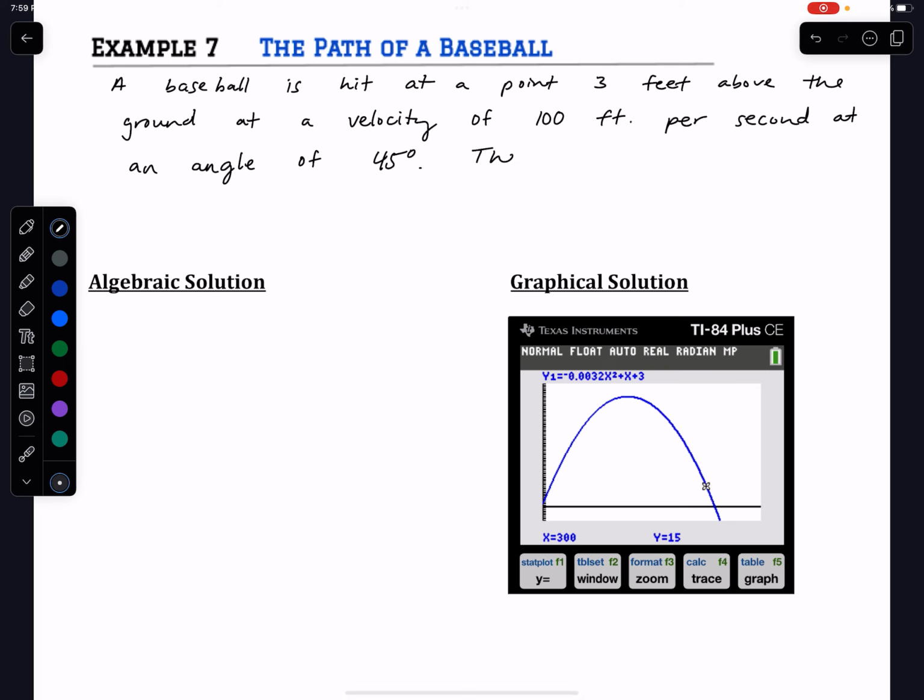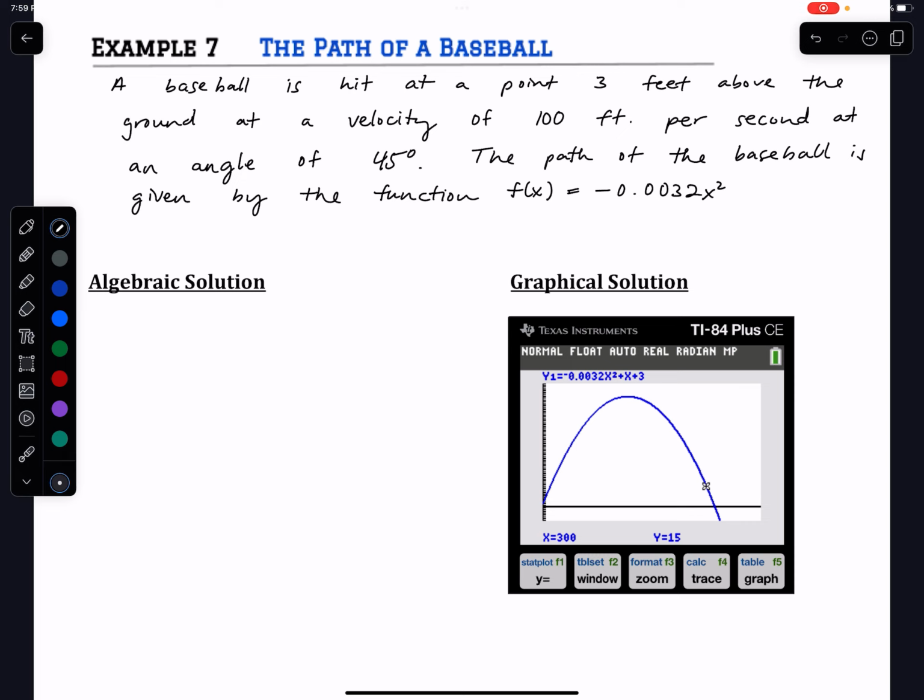The path of the baseball is given by the function f of x is equal to negative 0.0032 x squared plus x plus 3, where f of x is the height and x is the distance from home plate.